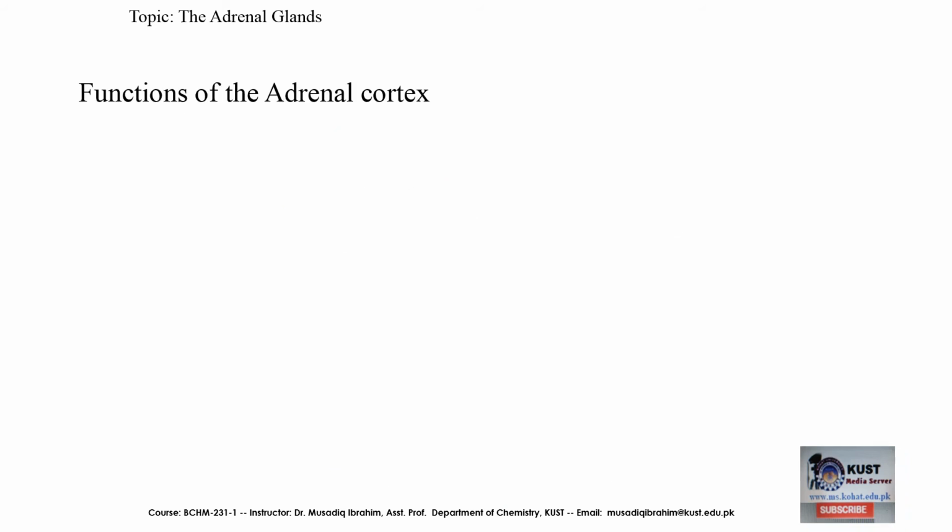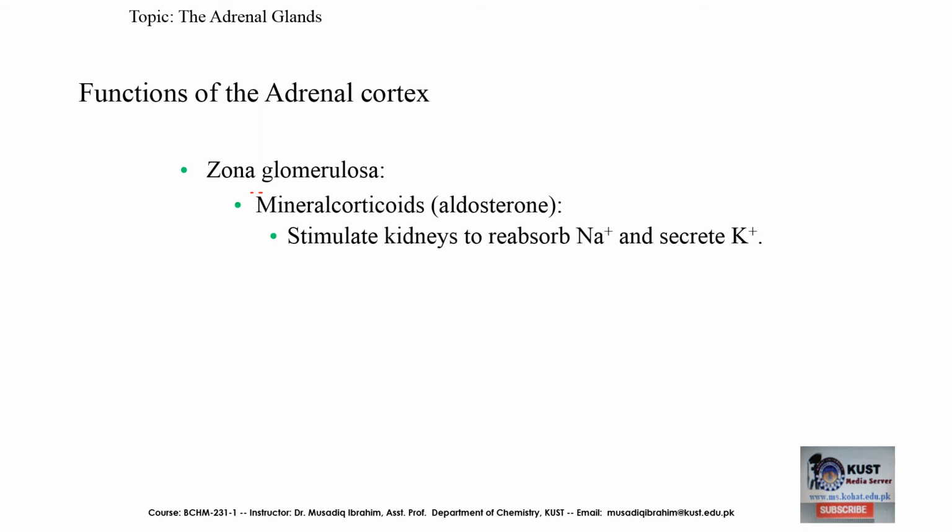Now, the functions of the adrenal cortex are divided into different regions of the adrenal cortex, which secrete different types of hormones. So the first one is zona glomerulosa, and it secretes mineralocorticoids. The example is aldosterone, and the function of aldosterone is to stimulate the kidney to reabsorb sodium ions and secrete potassium ions. So that is a very important function of aldosterone, that it allows the kidney to reabsorb sodium so that it is not secreted into the urine, as well as to secrete potassium ions into the urine.